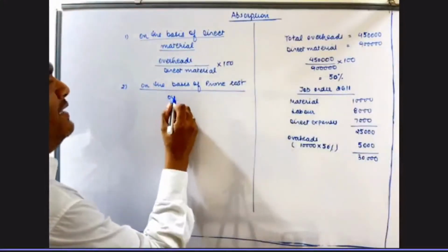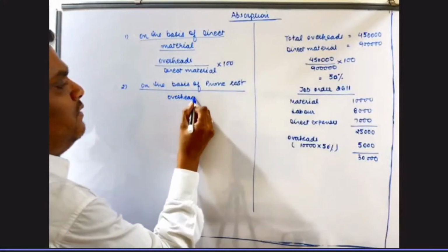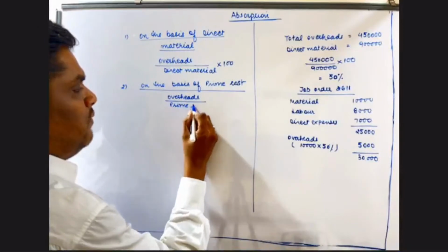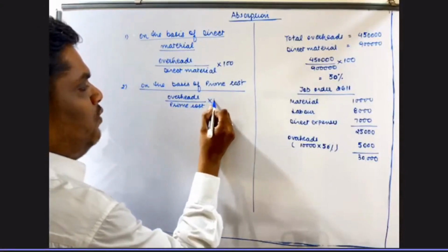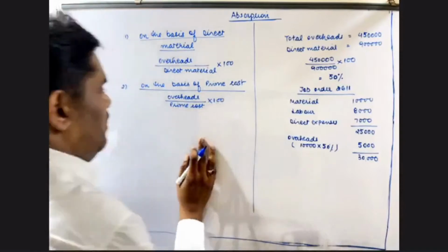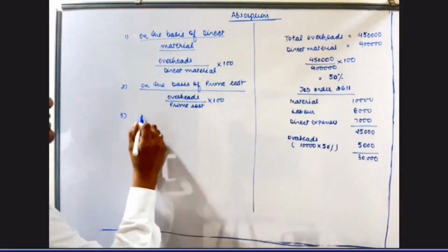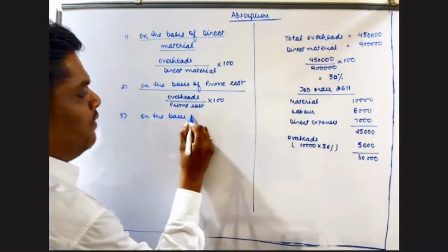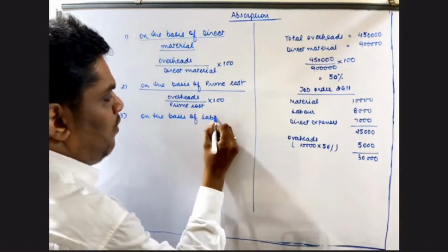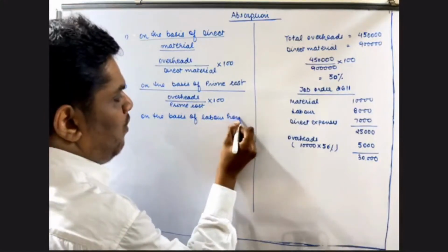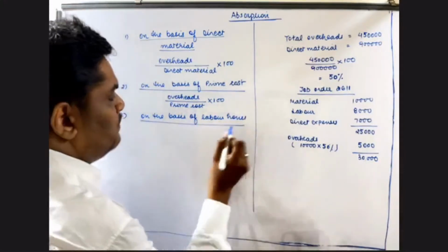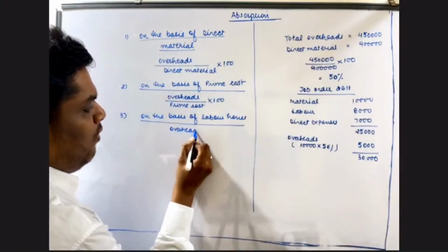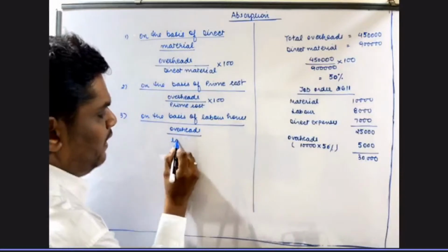Again, the same approach: overheads divided by prime cost into 100. Further, it can be absorbed on the basis of labor hour that I have already discussed. That is, overheads divided by labor hour.